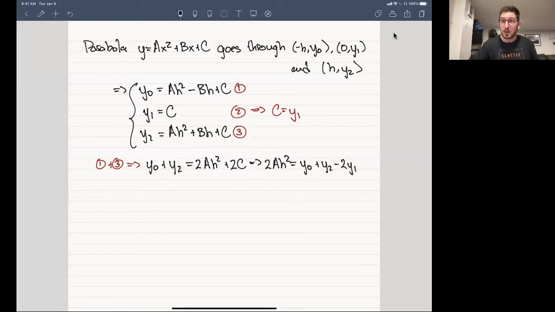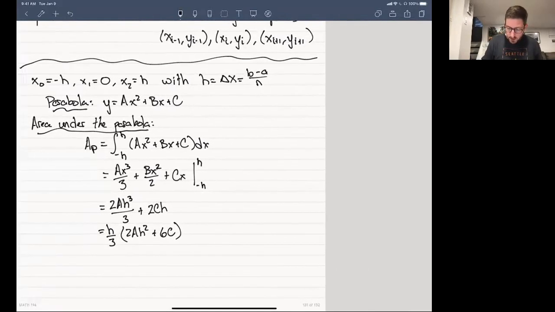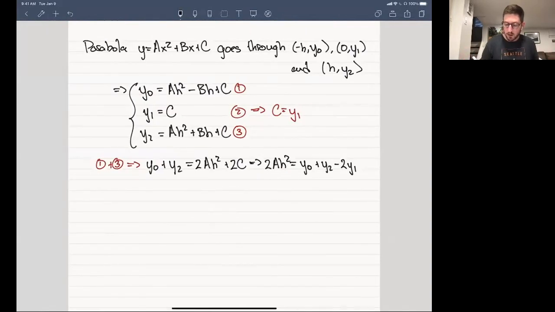And you might be thinking to yourself, what was the point? Why did you leave that as 2ah squared? Well, remember, I'm doing this all in service of figuring out what this integral is equal to. And since I factored out the h over 3, I've got 2ah squared. So there's a little foresight in here. Now we've got everything that we need, right? We know what c is. We know what 2ah squared is.